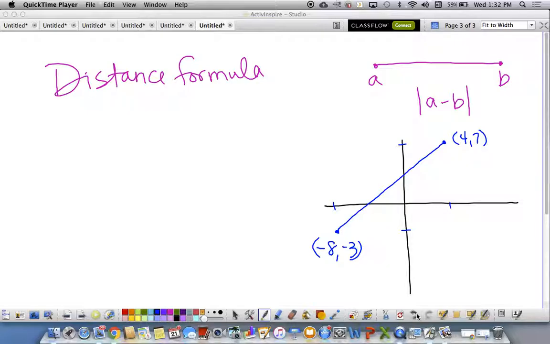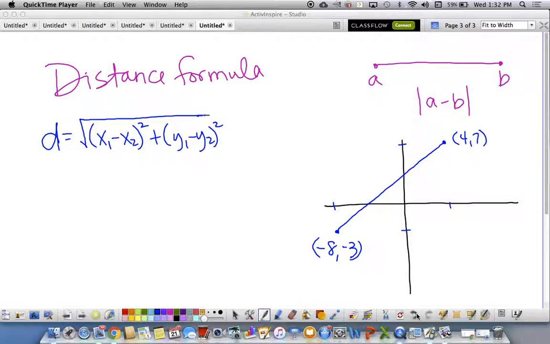Okay? The distance formula, D equals. I'll go ahead and give it to you. I figure a lot of people have seen it, but I'm going to give it to you anyway. It is the square root of (x1 minus x2) squared plus (y1 minus y2) squared, and the square root of all of that. That's the formula.